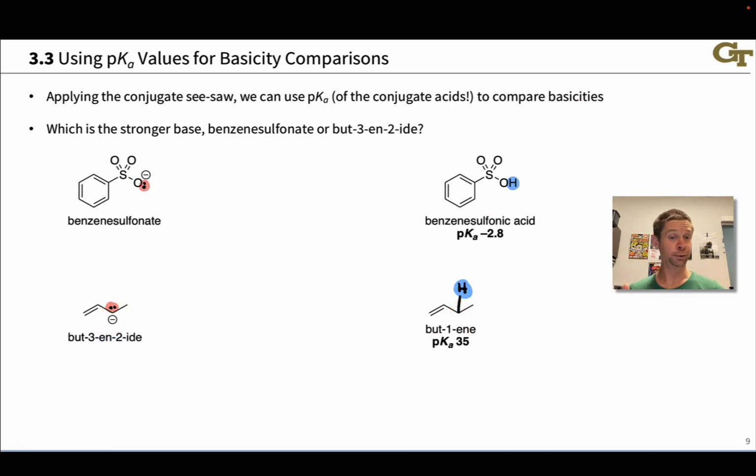That's a particularly special position because this is a resonance stabilized anion, which is an interesting observation that we would use if we were comparing these two anions qualitatively. But for the moment, we're thinking about the quantitative approach in pKa values. So now let's think about what the pKa values are telling us. Well, they're telling us that benzene sulfonic acid is actually a strong acid.